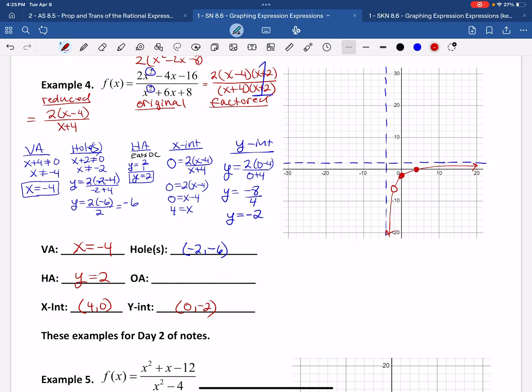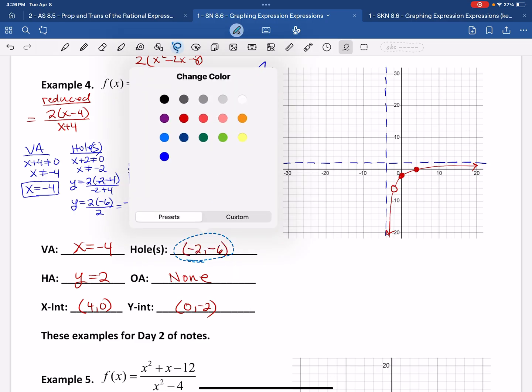Now, I forgot to mention oblique asymptote. The oblique asymptote is, when we get to the bottom, if it's bigger on top, there's no horizontal asymptote. So then I have to look back to see if my numerator's degree is bigger by 1. But in this case, since I have a horizontal asymptote, I will not have an oblique asymptote. And just to make things match, let me make that red. That looks bad to me.